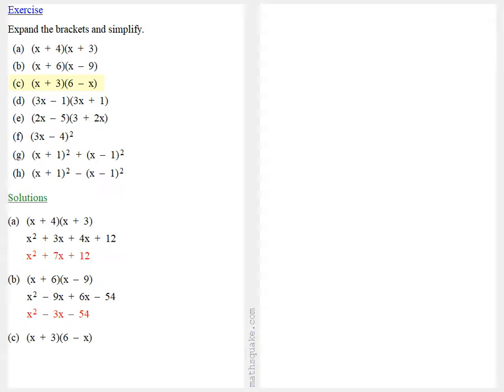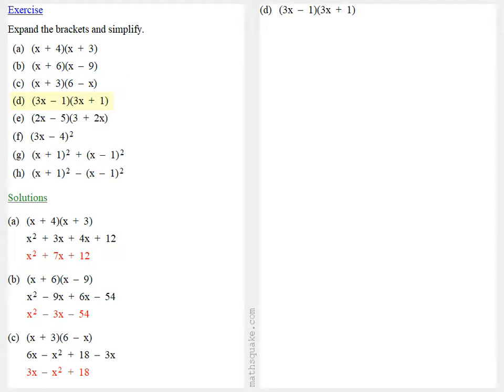In question C, we have x plus 3 into 6 minus x. Now if we take the first pair, that's x times 6, or 6x. The outer pair is x times minus x, which is minus x squared. The inner pair is 3 times 6, which is 18. And the last pair is 3 times minus x, which is minus 3x. Now, we've got 6x and minus 3x. Together they make 3x, so that leaves us with 3x minus x squared plus 18.